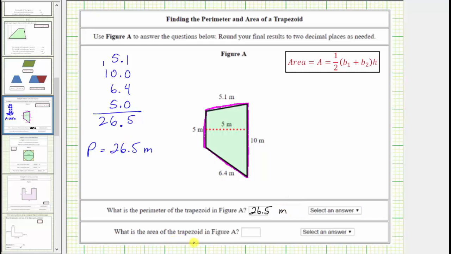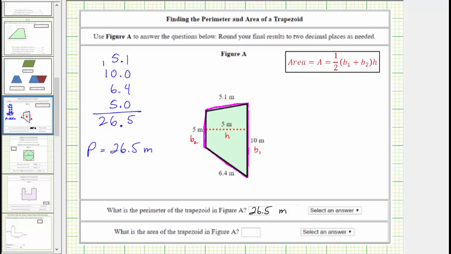Next we're asked to find the area of the trapezoid. The formula for the area of a trapezoid is area equals 1/2 times the quantity b sub 1 plus b sub 2 times h, where b sub 1 and b sub 2 are the two bases of the trapezoid, and h is the height. The two bases are the two parallel sides of the trapezoid. It does not matter which is labeled b sub 1 and b sub 2. Let's label this side b sub 1, this side b sub 2, and the height of the trapezoid is the length or distance between the two bases, and therefore this is the height.